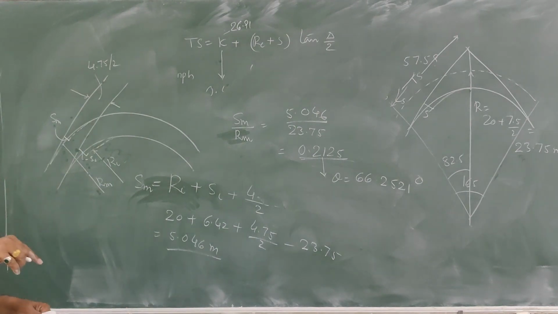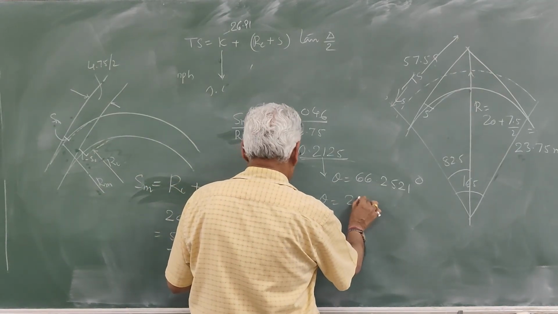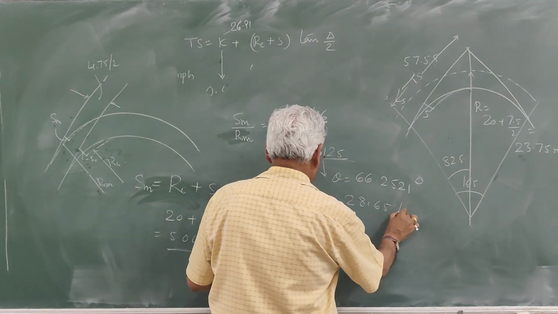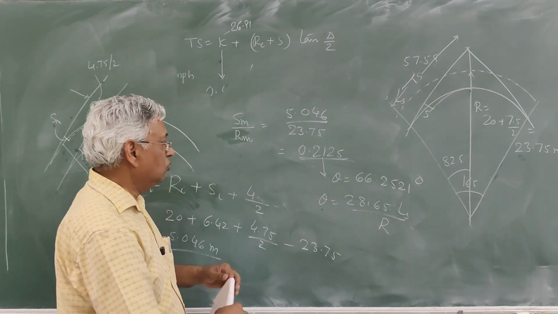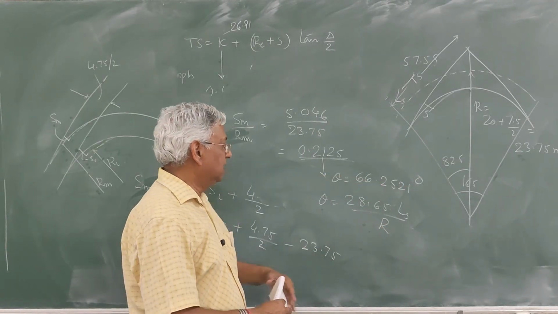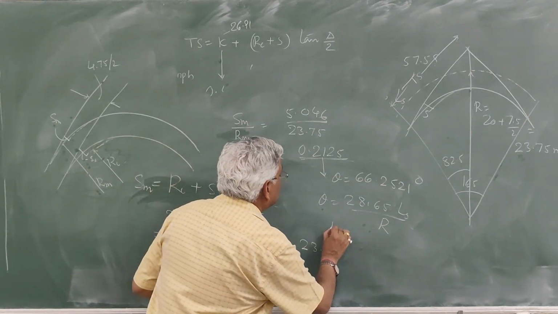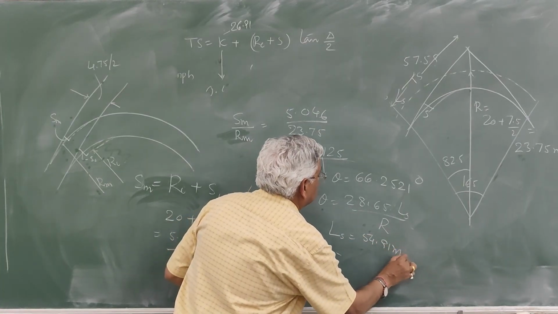And once you know theta, you can find out length of transition, LS. You know theta is 28.65 into LS upon R. So theta is 66.2521, R is 23.75. You can calculate the length of transition. So length is now 54.91 meter.